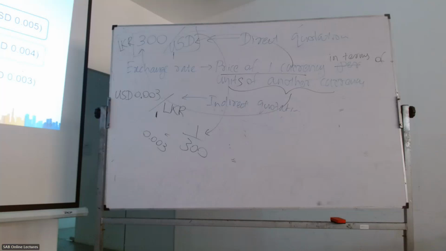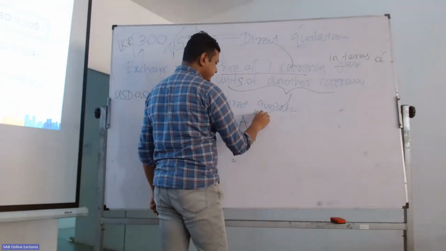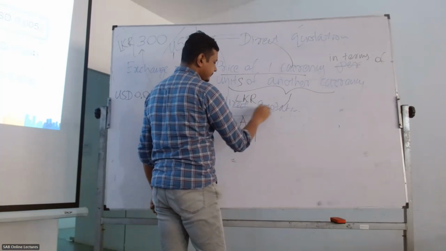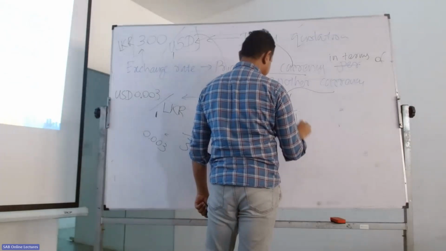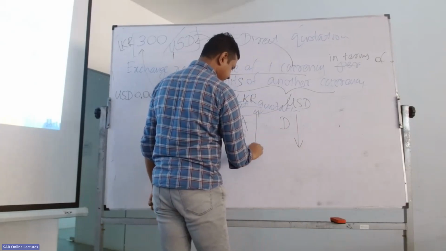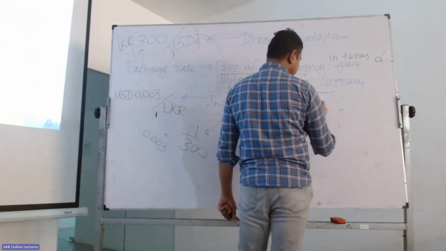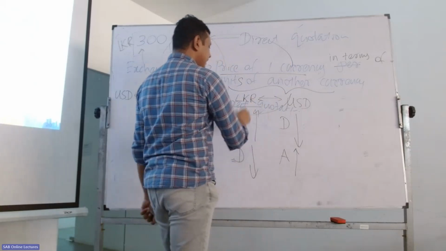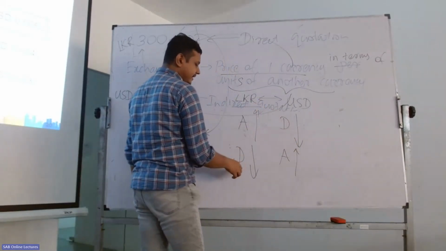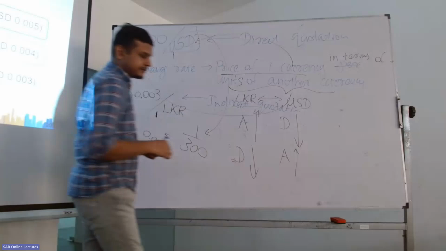So this is about appreciation or depreciation of LKR. When one currency is appreciating, let's say LKR is appreciating, the other currency will depreciate. That is, USD will depreciate. When LKR is depreciating, USD will appreciate. So if we are talking about the exchange rate between two currencies like LKR and USD, if LKR is appreciating, USD depreciates. If LKR depreciates, USD appreciates.